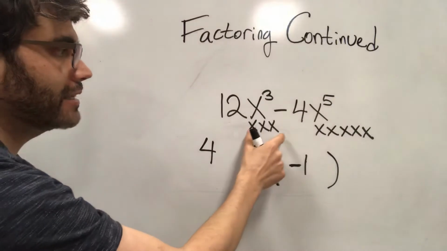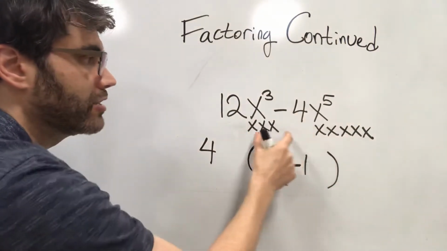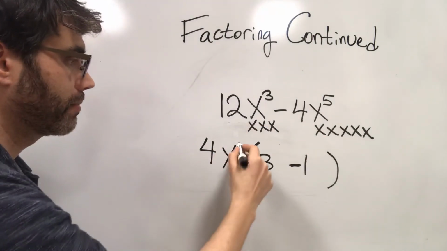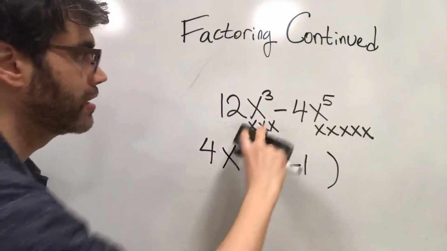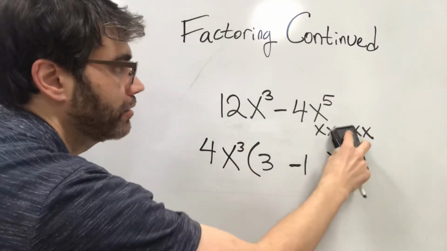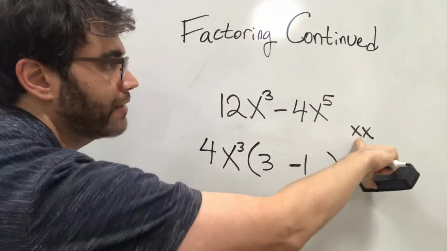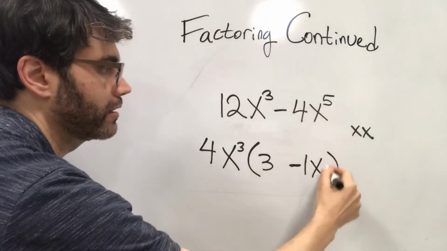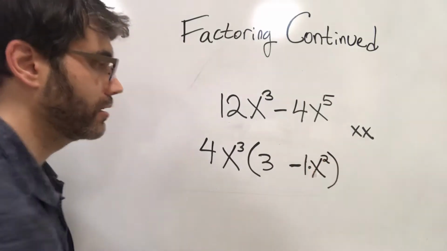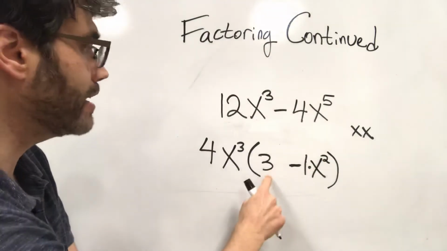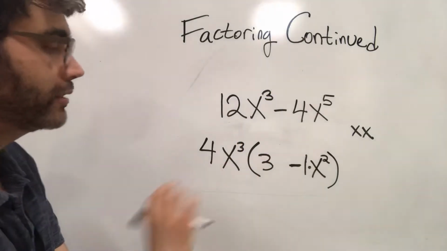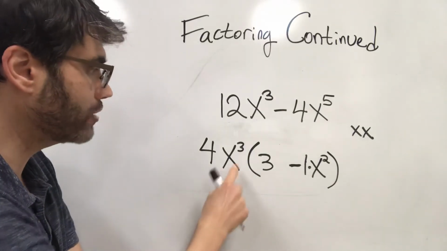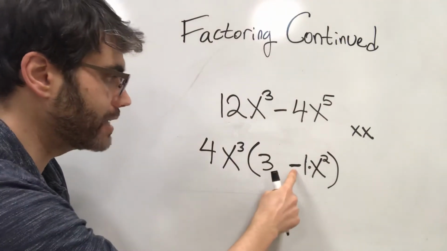So it looks like x times itself 3 times is the greatest common factor. So I could pull that out as x cubed, okay? So if I pull out the x cubed, what am I left with here? X squared. So here, there's an x squared left behind. 1 times x squared, okay? And over here, this entire x cubed got pulled out completely. So there's nothing gonna be multiplied by 3 in here. So it's 4x cubed times 3 minus 1 times x squared.